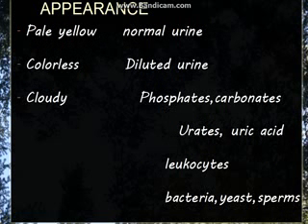Now going to the appearance of urine. Normally the urine is pale yellow in color, and if the urine is diluted, it can be colorless. The urine can be cloudy. Now cloudy urine can be seen due to many reasons. The cloudy urine can be due to phosphates, urates, WBCs, bacteria, yeast or sperms. Now the cloudiness due to phosphates goes away if we treat the urine with dilute acetic acid, and the cloudiness due to urates goes away if we treat the urine with high temperature.